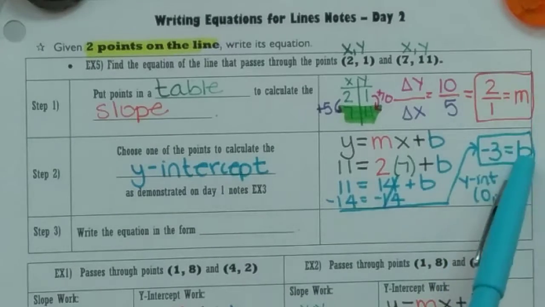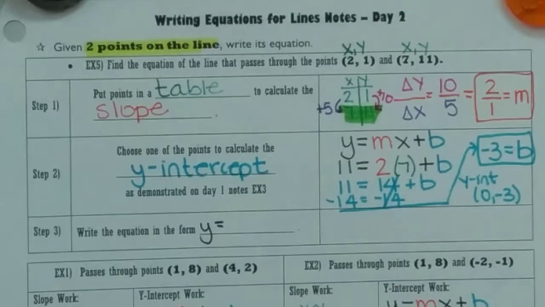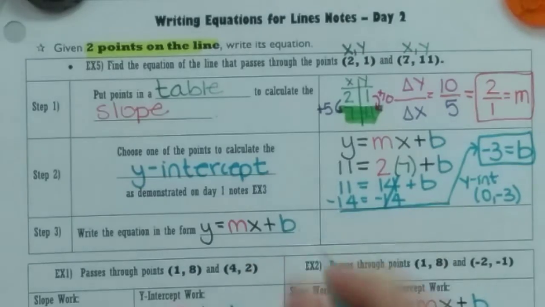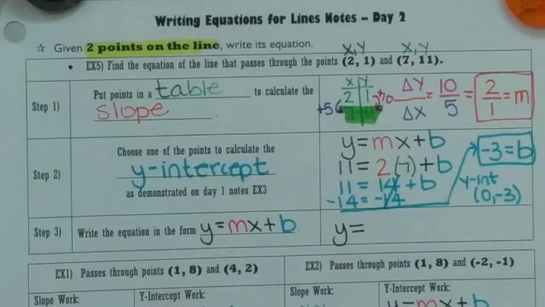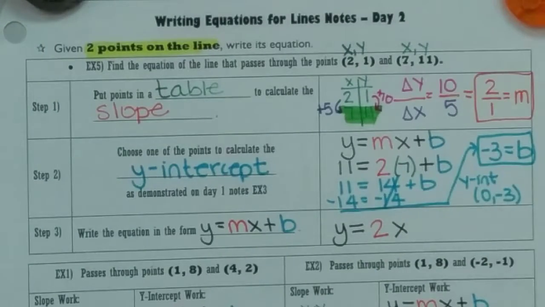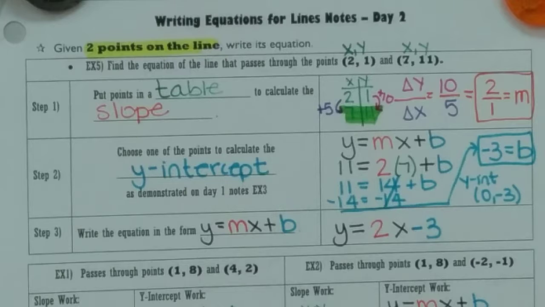We now know a slope and a y-intercept. So we can write our equation in the form y equals mx plus b. So let's go ahead and do that now. So the y stays. It's equal to our m value of 2 over 1, or just 2. We multiply that by x. And since we have a y-intercept of negative 3, we can just write minus 3. So that's our first example, how to write an equation for a line when we're given 2 points on the line. Let's go ahead and look at example number 1.